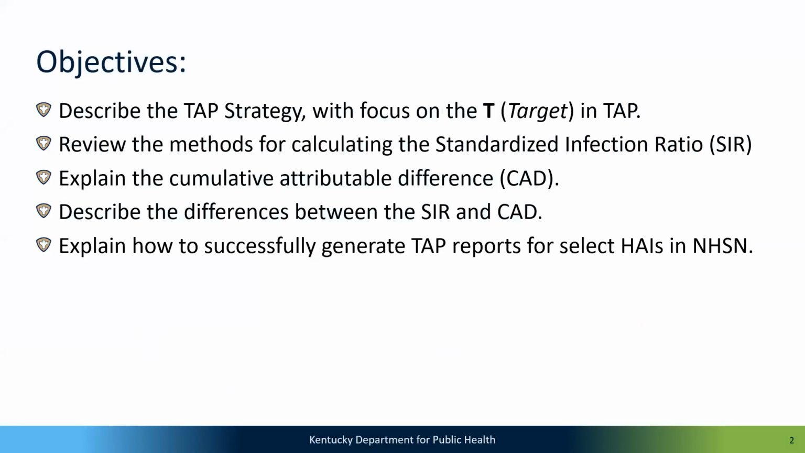So the primary objectives for our discussion today are to first describe the TAP strategy with a focus on target, which is the T in TAP, as well as review the methods for calculating the SIR and explain the CAD. We will also describe the differences between the SIR and the CAD, and lastly, we will talk about how we can generate TAP reports within NHSN.